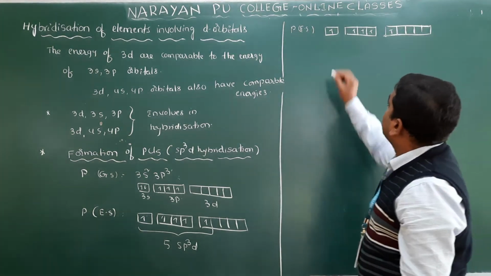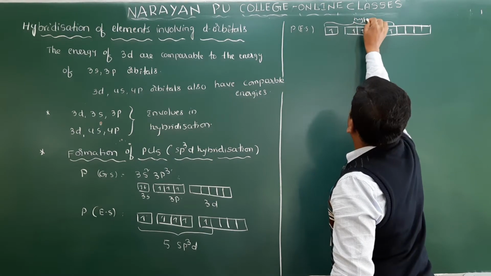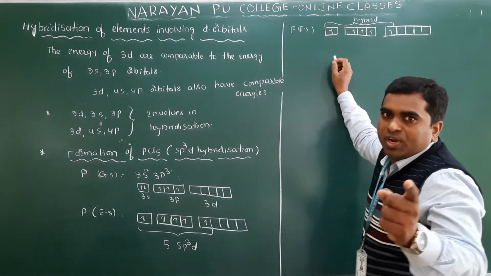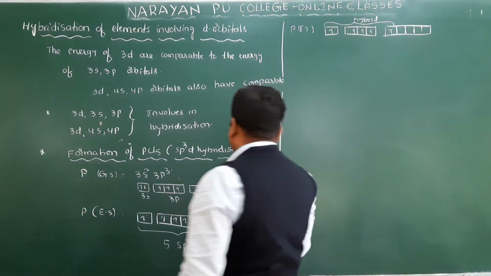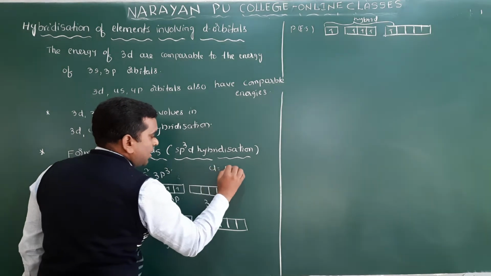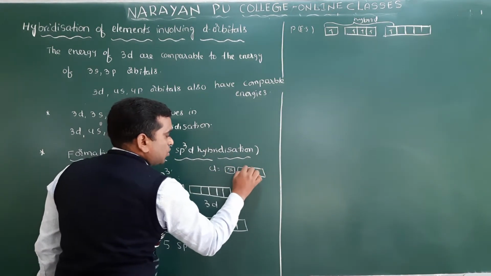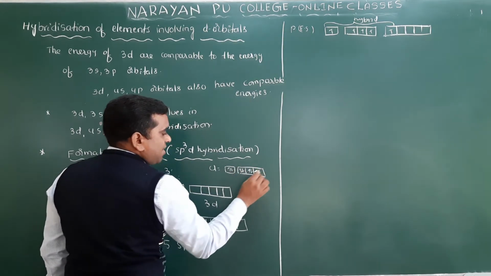Now what happened here? Hybrid orbitals. How many hybrid orbitals do we have? 5 hybrid orbitals. Now what will happen? Chlorine is having one unpaired electron. What is the chlorine electronic configuration? 3s2, 3p5, which means it is having one unpaired electron.